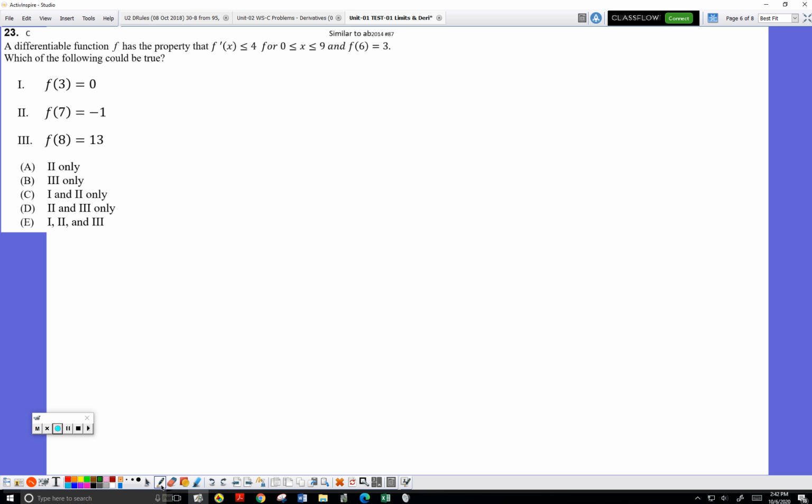Okay. It says a differentiable function f has the property that f prime of x is always less than or equal to 4. Sometimes it actually helps to make flashcards from problems, even though I tell you not to memorize problems, because they do give a good example of a little memory trigger that you want to occur on some future problem. So I would build a flashcard right now.